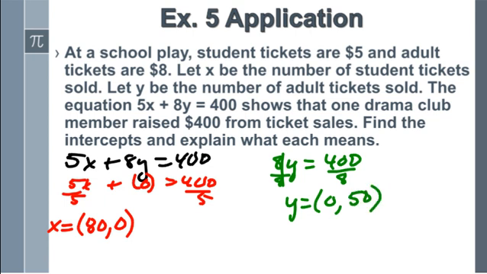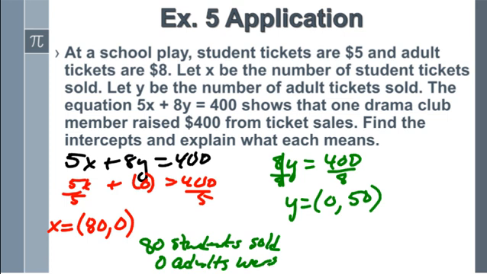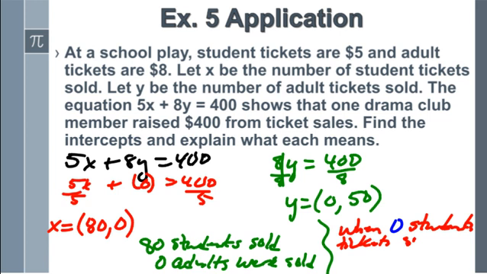So what do those mean? So x is the number of student tickets. So if 80 student tickets are sold, 0 adult tickets were sold. And then the other one, when 0 student tickets were sold, 50 adult tickets were sold. So that's what our intercepts mean, and they still get their $400 from ticket sales.